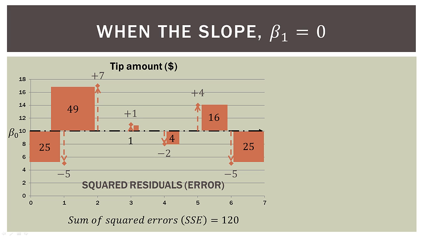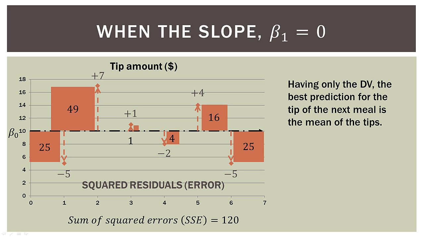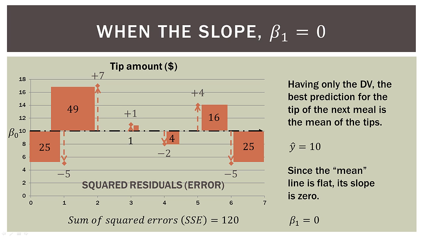So this is our first case. You can go ahead and look at this again if you'd like, but we just took the residuals or errors, squared them, and then added them up. This is 120. So having only the dependent variable, the best prediction for the tip of the next meal is just the mean of the tips, which in this case is $10. Since the mean line is flat, its slope is 0. So beta sub 1 equals 0. Again, this is just a review.